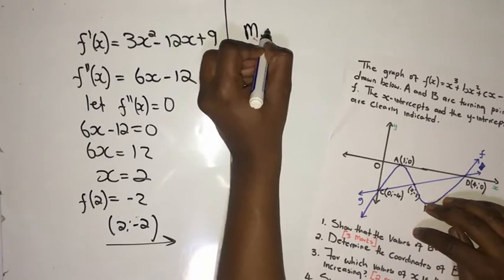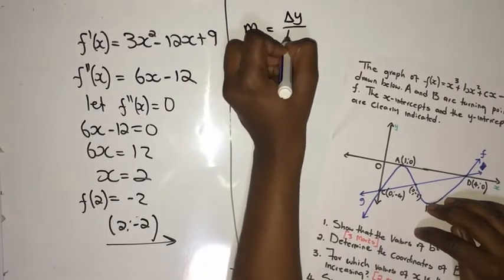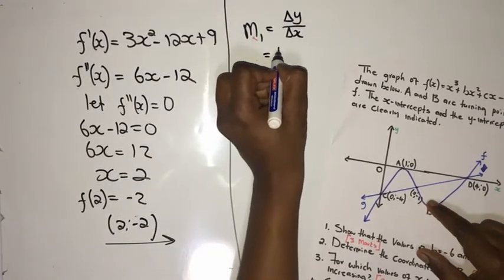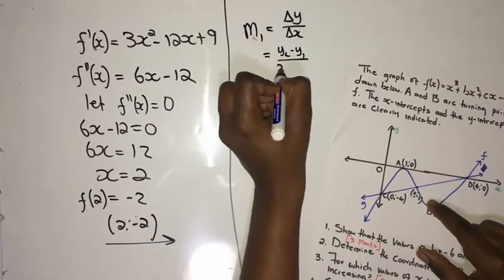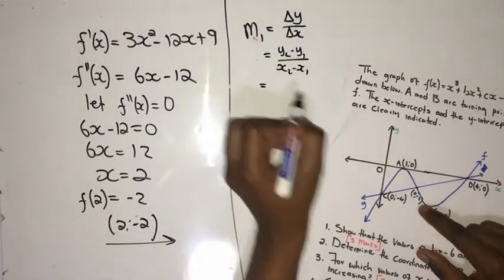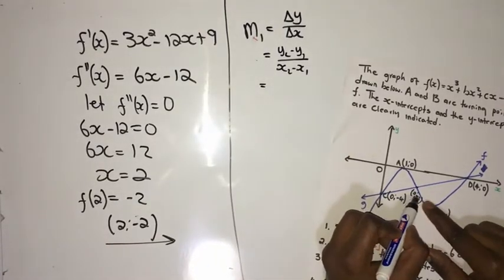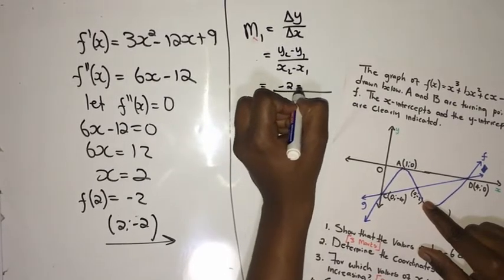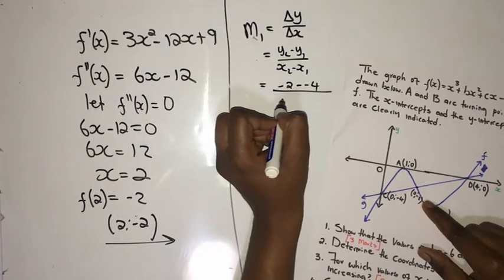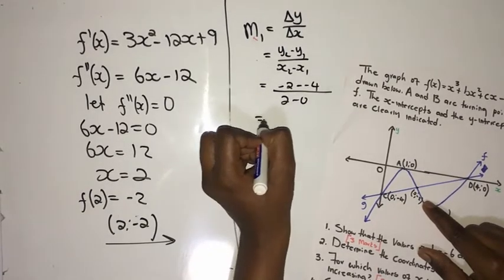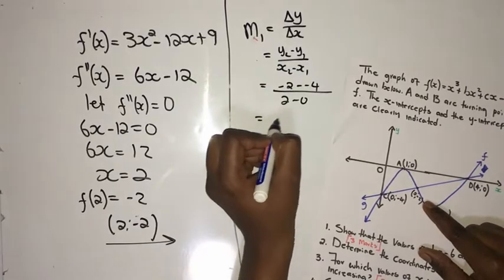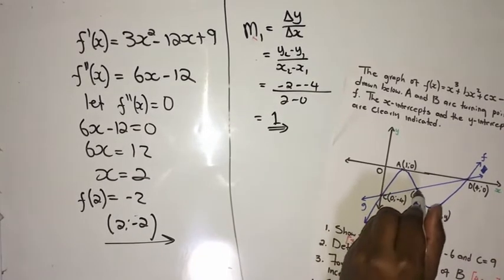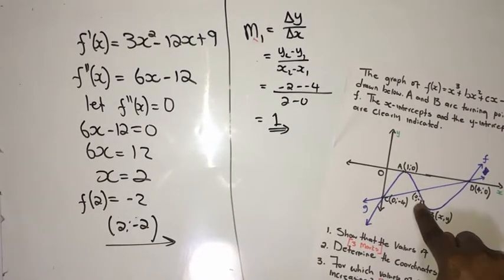Gradient 1 is going to be change in y over change in x, which is y2 minus y1 over x2 minus x1. Let's take this to be (x2, y2) and then (x1, y1). So this is going to be minus 2 minus 4, over 2 minus 0. So now we have minus 2 plus 4, which is 2, over 2, and that's 1. So that's our gradient. If I take the same gradient from here to here, it should be the same if that point is on a straight line.